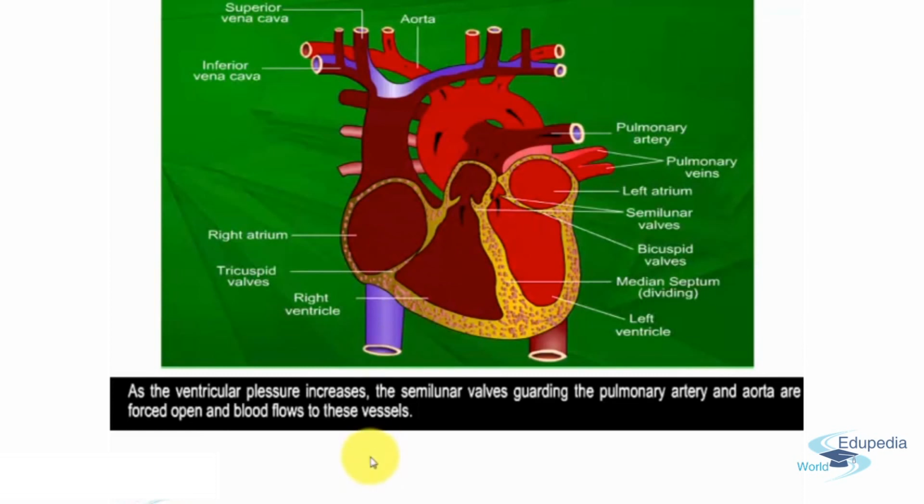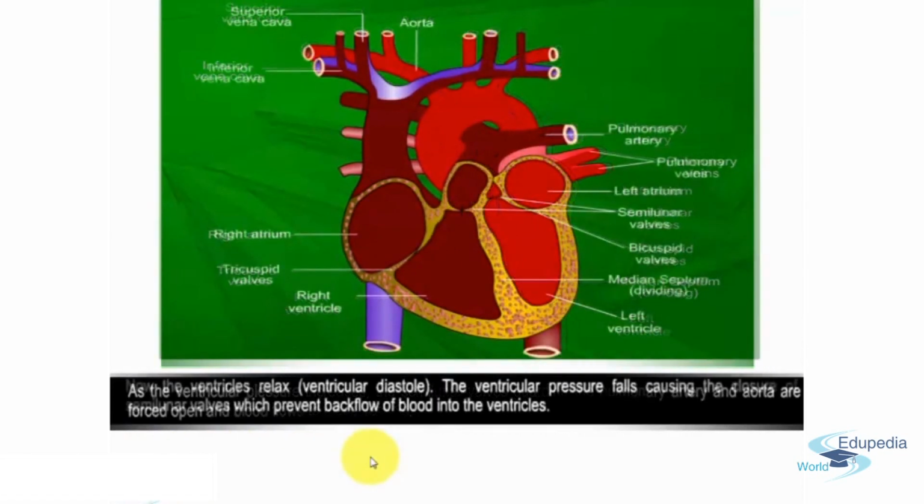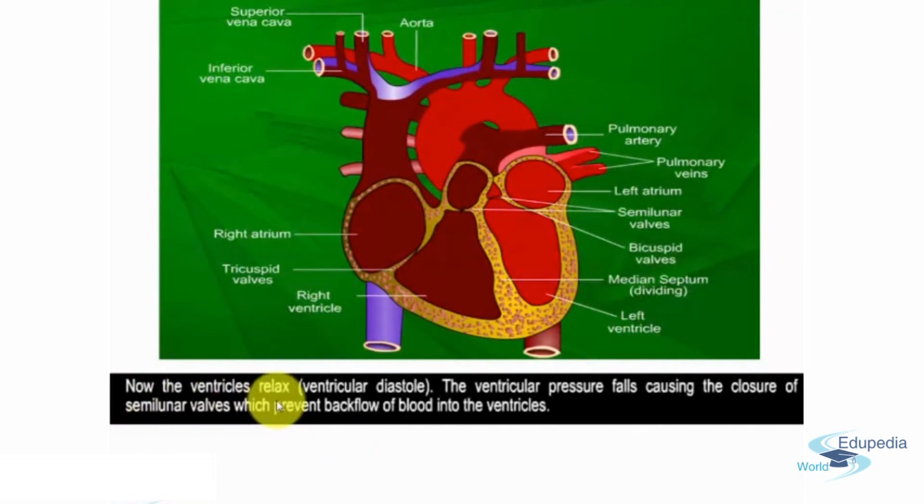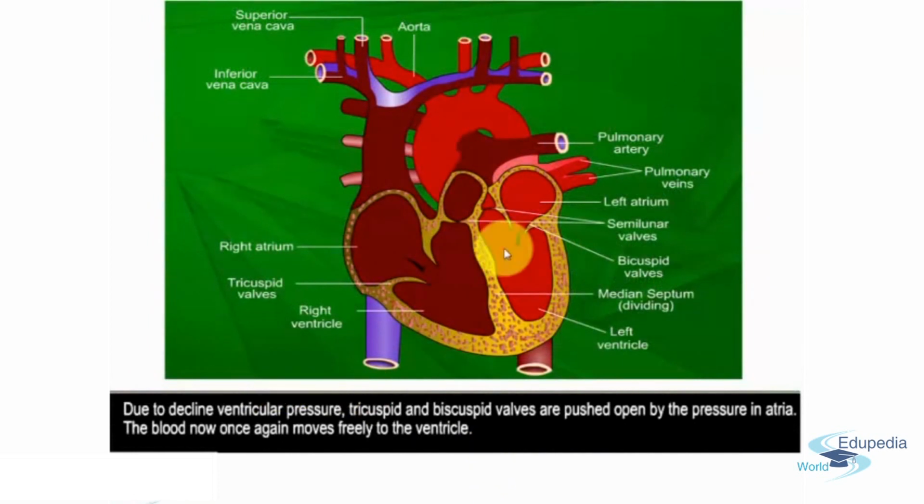This was one of the steps in the working of the heart. Next, what happens? The ventricles relax. That is known as ventricular diastole. The ventricular pressure falls, causing the closure of the semilunar valves, which prevent backflow of the blood into the ventricles. Here the semilunar valves are closed, and the closure helps in the prevention of the backflow of blood into the ventricles. Then what happens? Due to the opening of these valves, the blood once again moves freely into the ventricle.